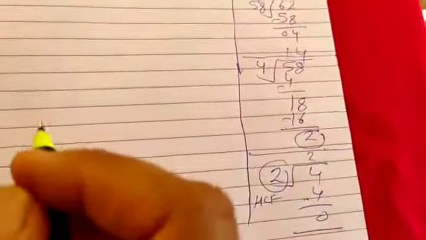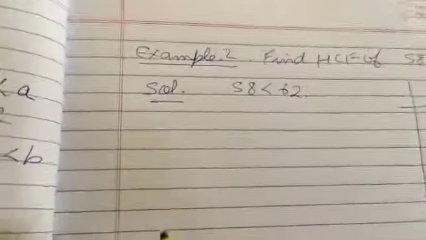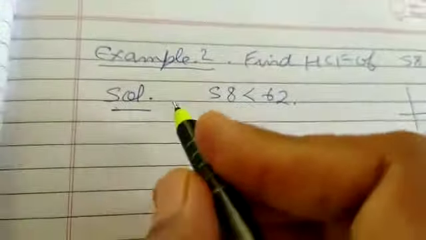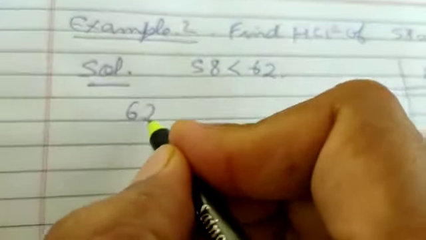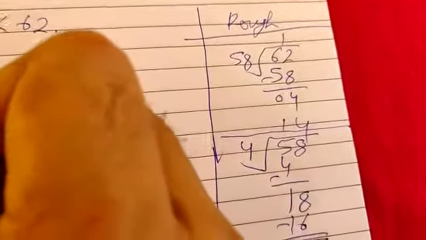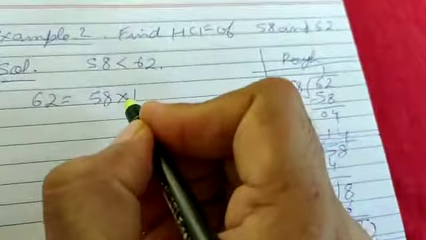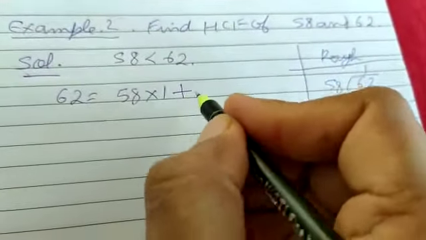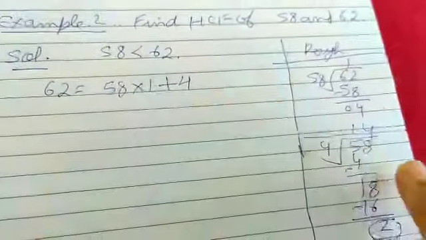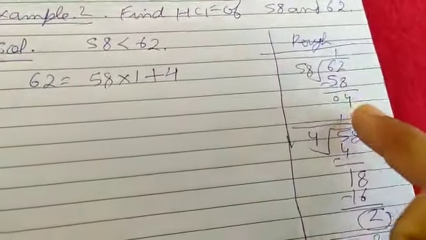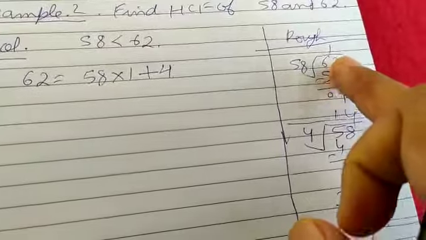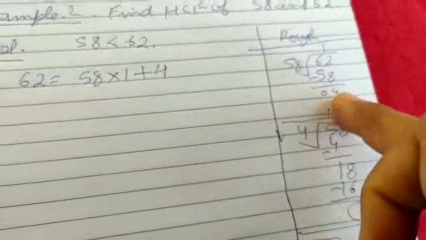So this is our HCF. So now let us write this using Euclid's division lemma. So 62 can be written as 62 equal to, from here we have got 58 into 1 plus 4. Dividend equal to divisor into quotient plus remainder.